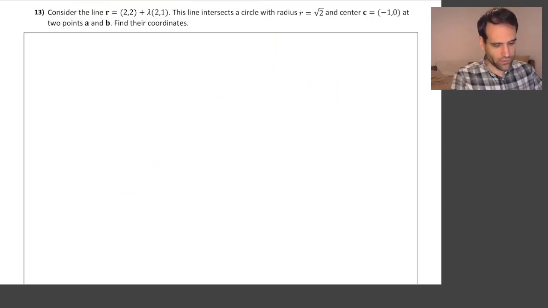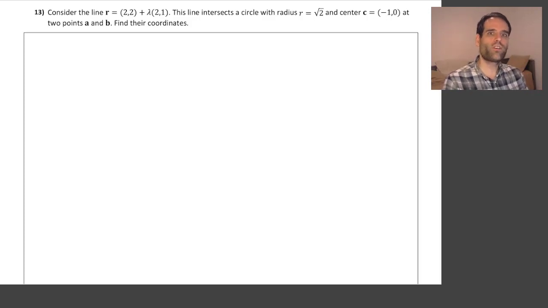Now, next we are going to solve problem 13 in the problem sheet. So consider the line r equals (2, 2) plus lambda (2, 1). This line intersects a circle with radius r equals square root of 2 and center c equals (-1, 0) at 2 points A and B. Find their coordinates. My recommendation for these problems is always start by just drawing the situation, yeah?